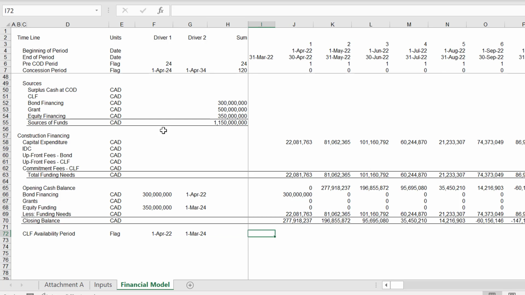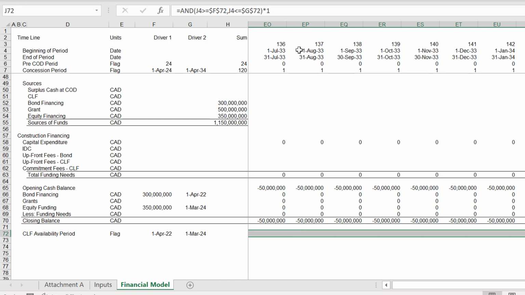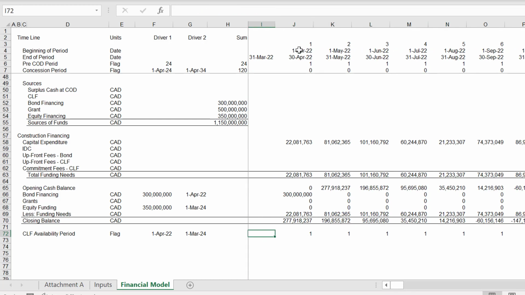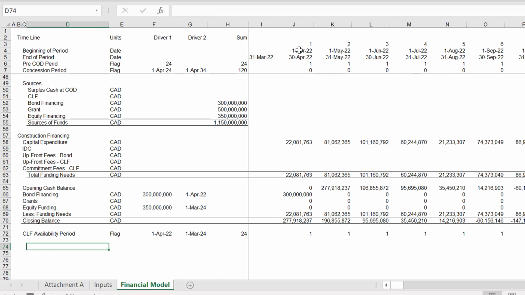All right, and then we put equal, and we take this one and make it greater than or equal to the first one, and we go back to this date and make it less than or equal to, I guess. I should be really careful with this. And then let's multiply that by 1. Shift Control right arrow, Control R. So we have our little availability, and don't forget you can put the sum on all of this. Okay, and then we have 24 months.